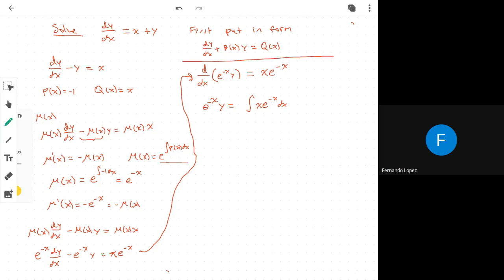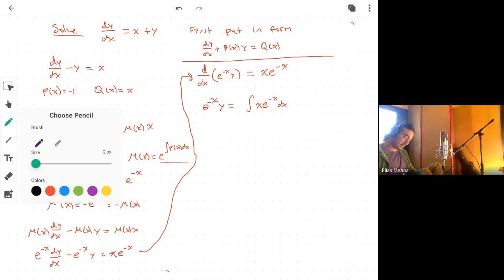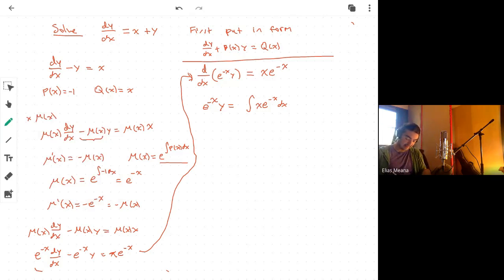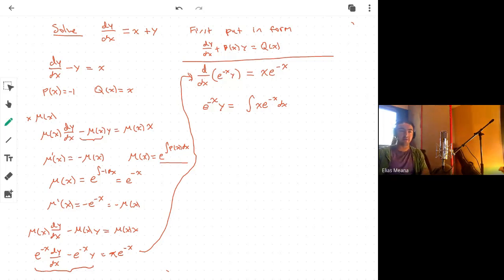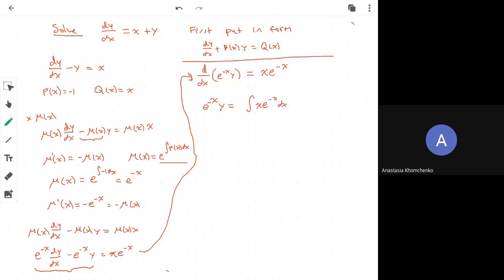Yes. So why are we doing the derivative of e to the power minus x times y? We just said that the left-hand side of this differential equation can be written as that derivative. And that's the whole point of this method, right? So let's see what Javier asked.